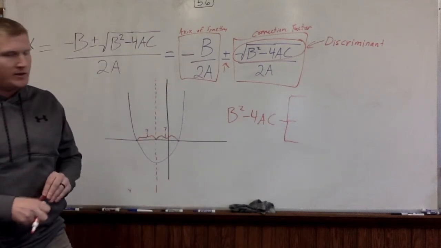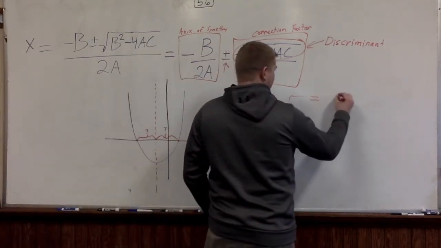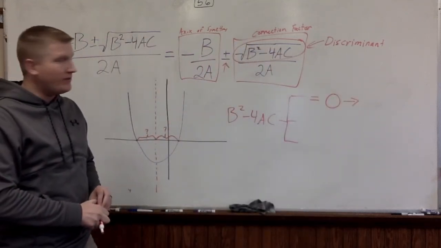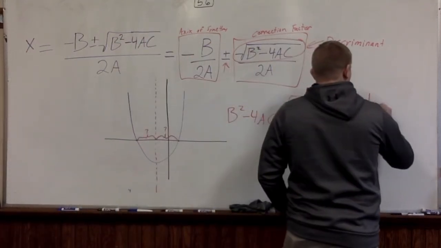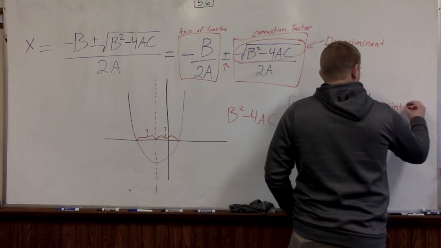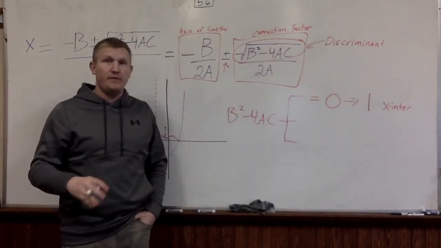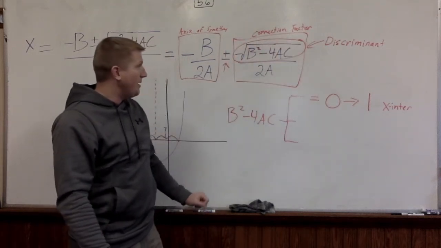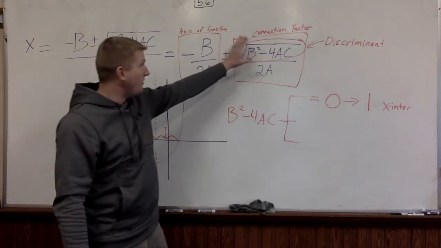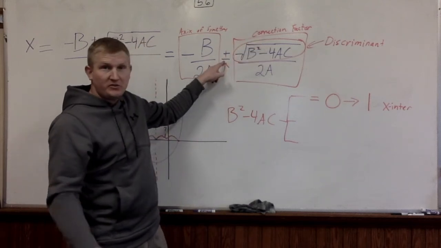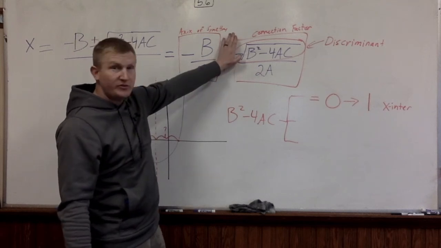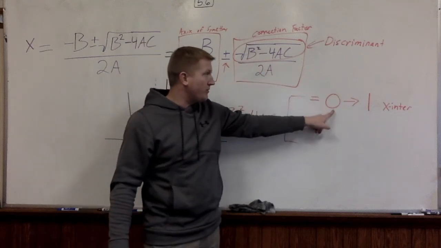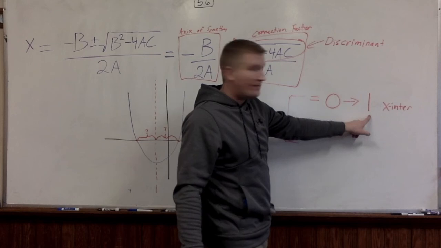If all of that is equal exactly to 0, in other words, if all of that disappears, then that means we're going to have one x-intercept. Or in other words, the vertex of that quadratic is going to be on the x-axis. If everything in here cancels out, we're going to have exactly one answer, because if this is all 0, then the plus or minus goes away as well, and we end up with just that. So if everything underneath the radical goes to 0, we're going to have one x-intercept.